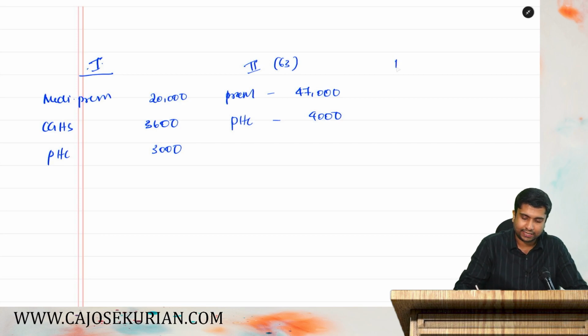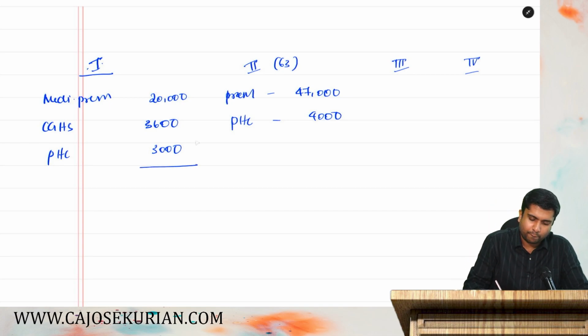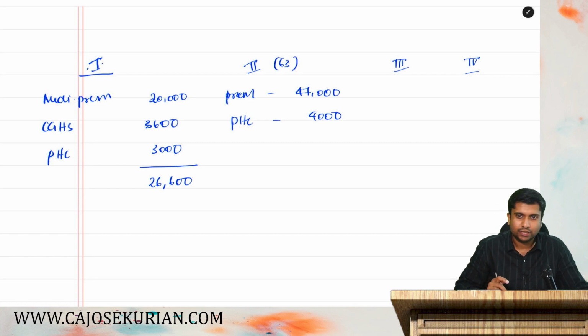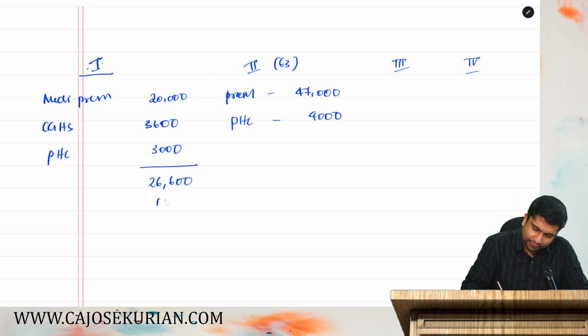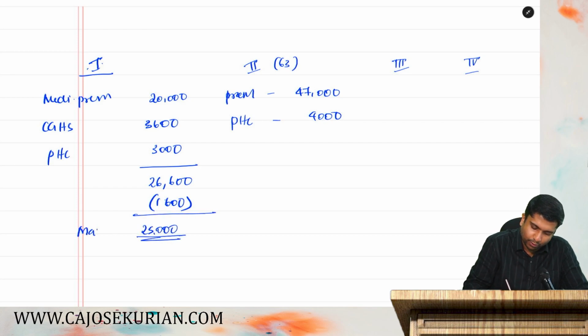So category 3 and 4 are vacant. Yes or no? There is nothing in category 3 and category 4. So what we need to do is compute the total in category 1. Total in category 1 is 26,600. But you are only supposed to take how much? 25,000. Yes or no? So 1,600, you will never get it as a deduction. You need to disallow 1,600. So the remaining 25,000 is the maximum deduction from category 1.